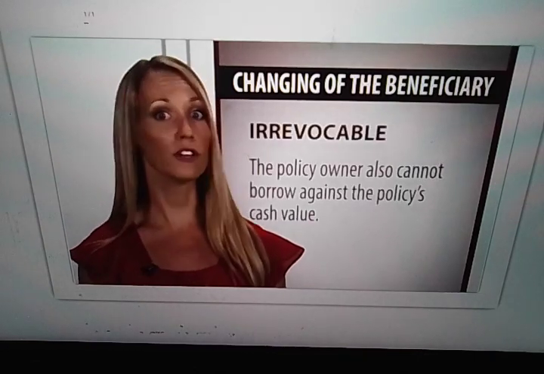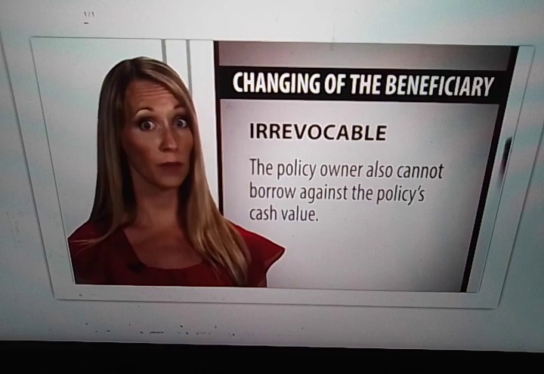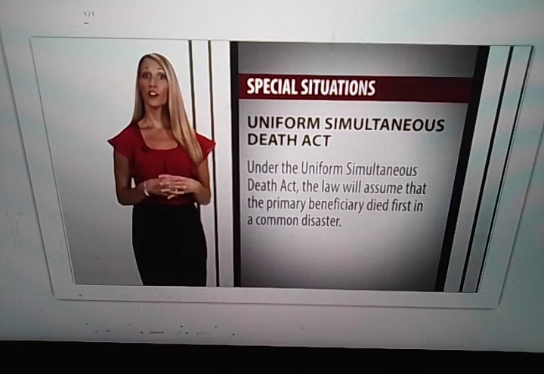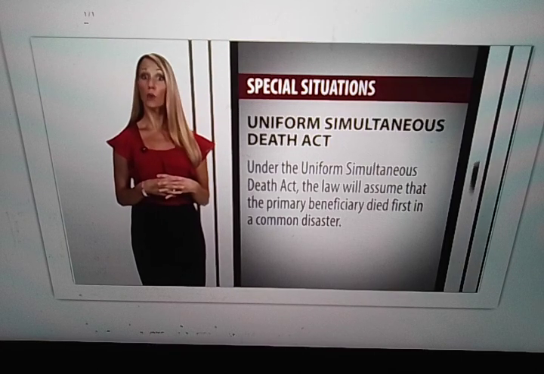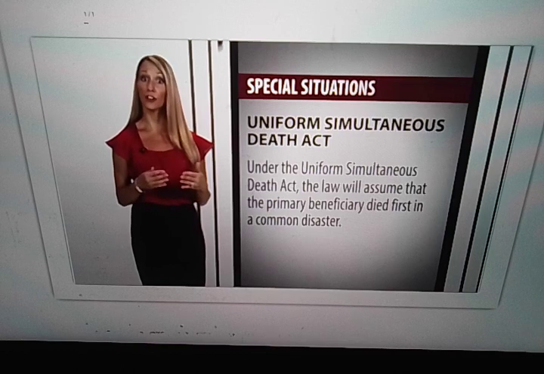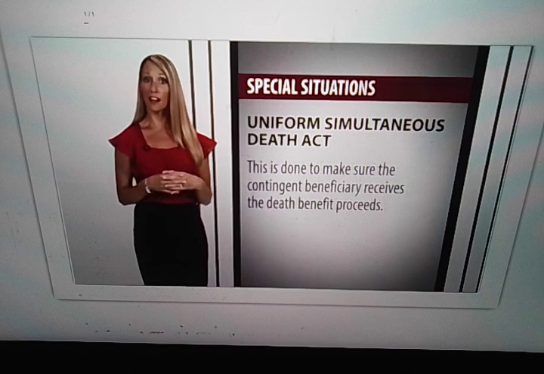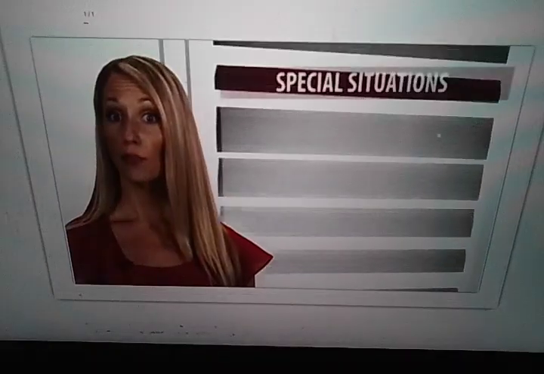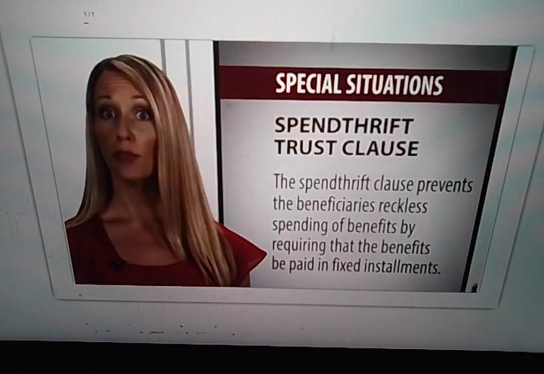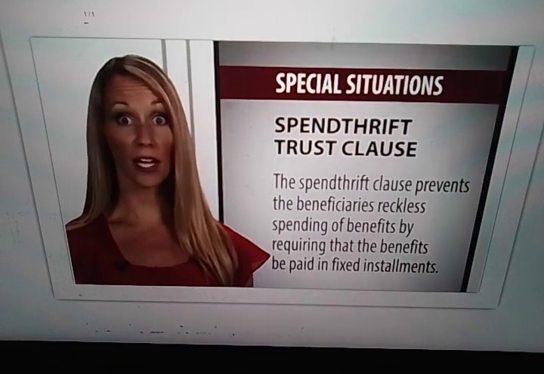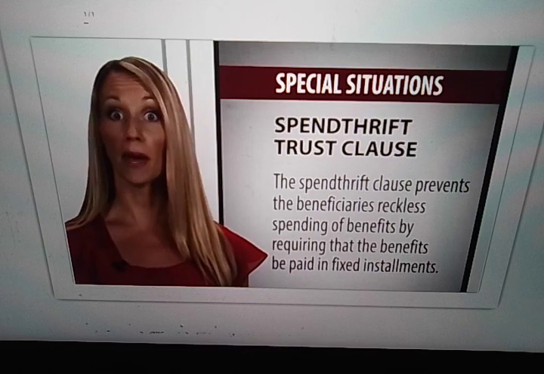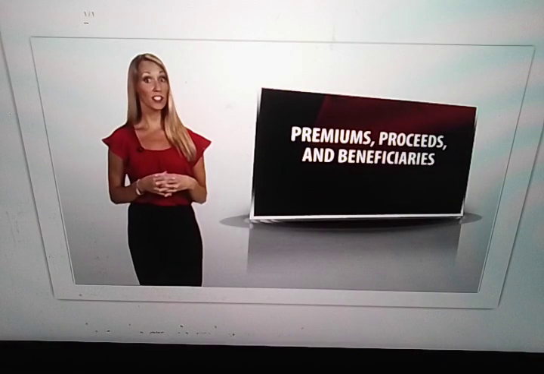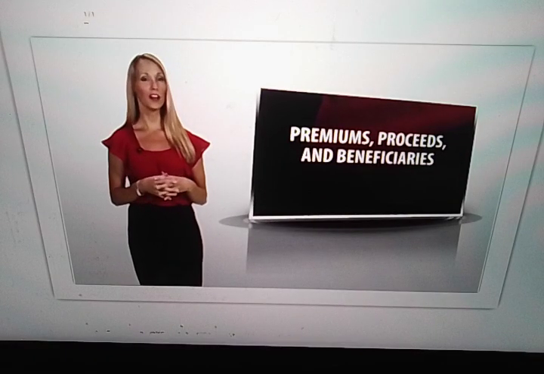The policy owner also cannot borrow against the policy's cash value. Special situations. Uniform Simultaneous Death Act. Under the Uniform Simultaneous Death Act, the law will assume that the primary beneficiary died first in a common disaster. This is done to make sure the contingent beneficiary receives the death benefit proceeds. Spendthrift Trust Clause. The Spendthrift Trust Clause prevents the beneficiary's reckless spending of benefits by requiring that the benefits be paid in fixed installments. Fully understanding the key topics just discussed is essential as you prepare to pass.